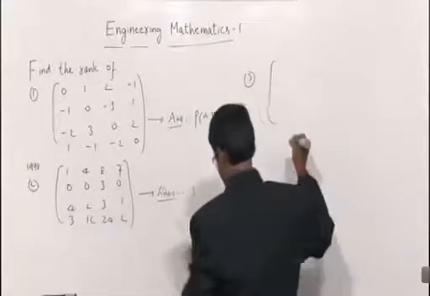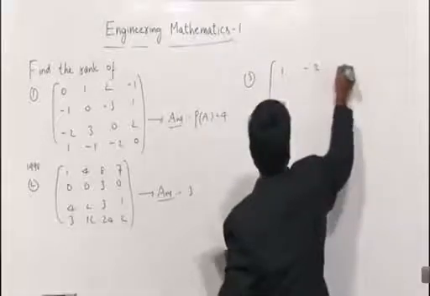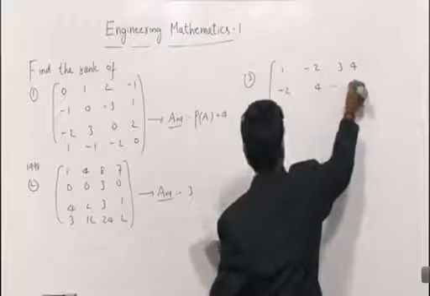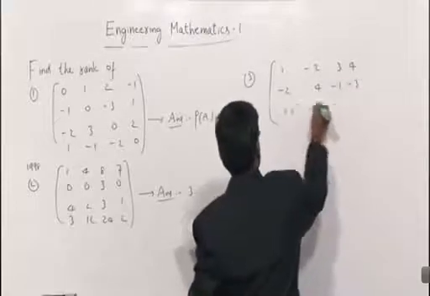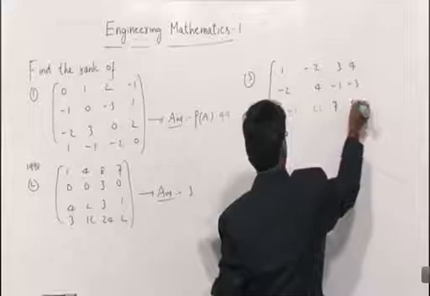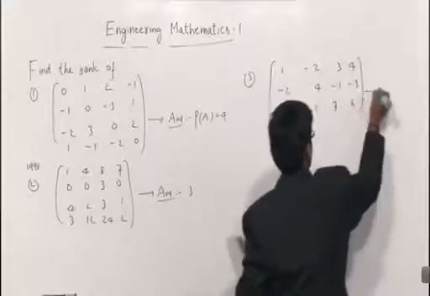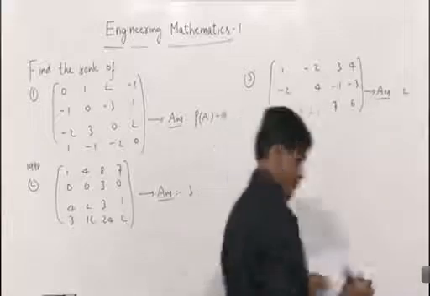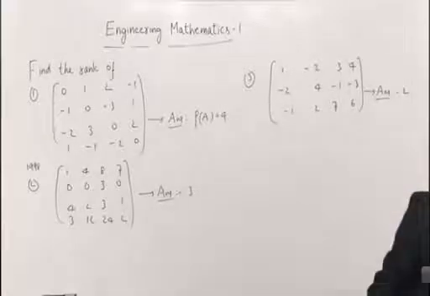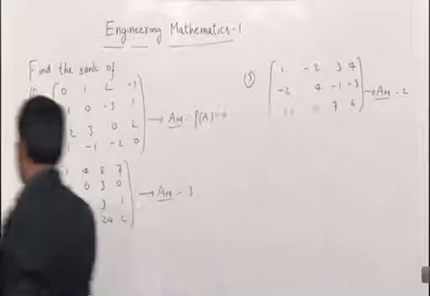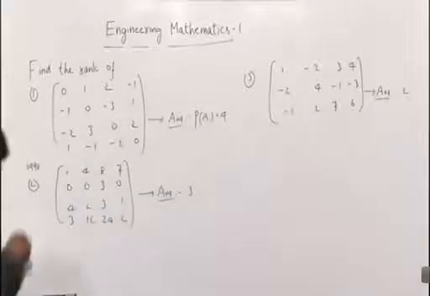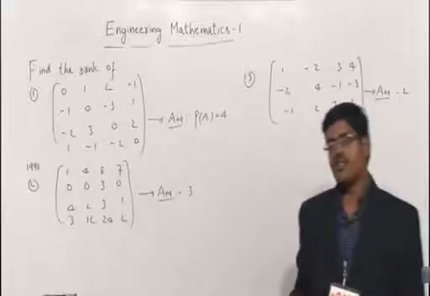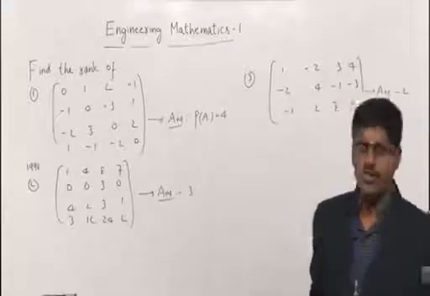One more problem is given. 1, minus 2, 3, 4. Minus 2, 4, minus 1, minus 3. Minus 1, 2, 7, 6. The answer for this problem is 2. Just try later at home whenever you are free, using any method: the rank definition method, the original method, or the row echelon form method.